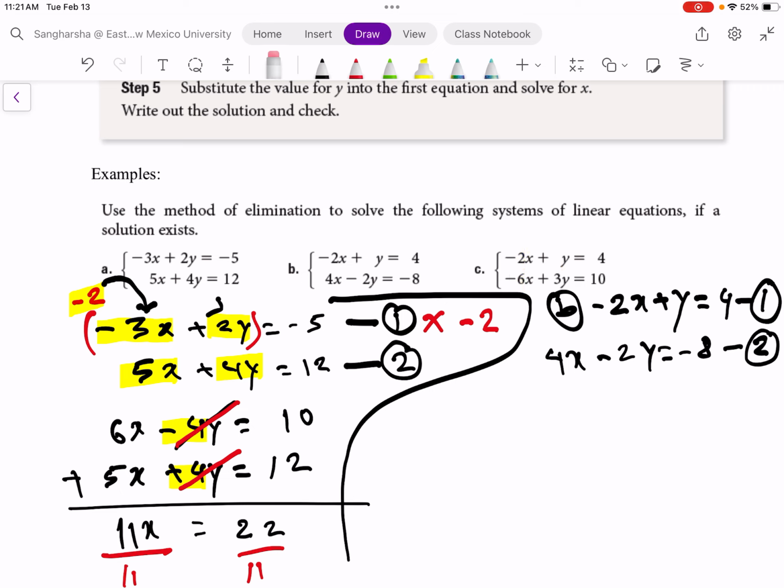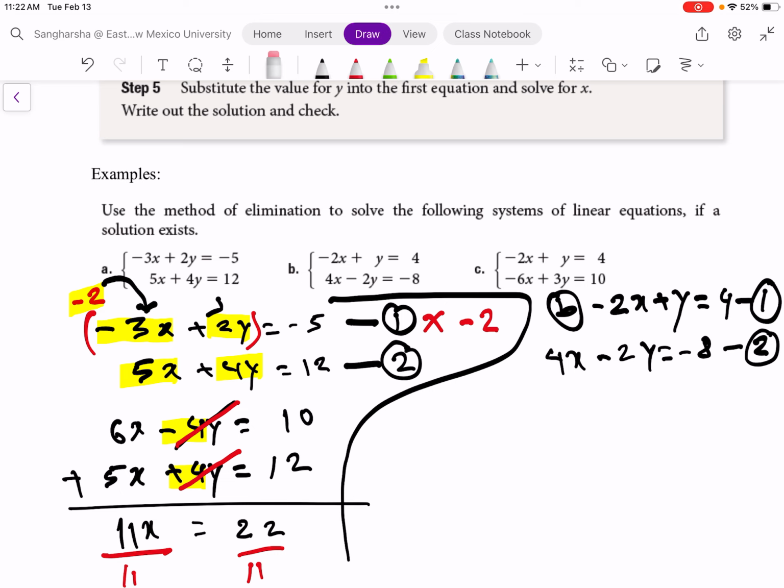The coefficient of x is negative 2. Coefficient of x is 4. These two are not the same. The coefficient of y is 1. The coefficient of y is negative 2. We don't have the same coefficient with opposite sign. Now we have to make it. If we don't have it, we have to make it. Now how can we make the coefficient of one variable the same with opposite sign? You can multiply or you can divide the equation. That's the option that we have.